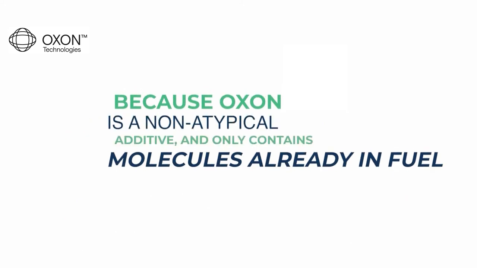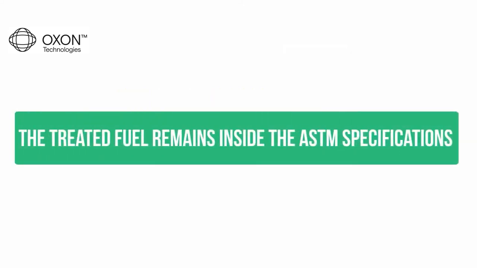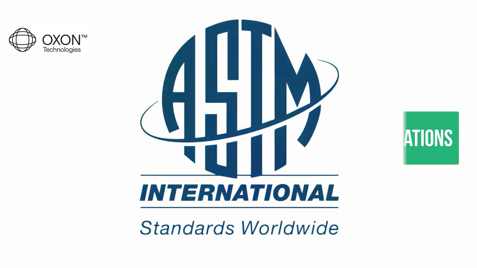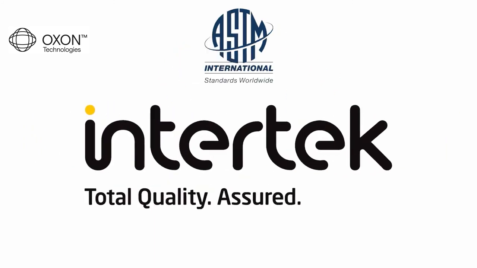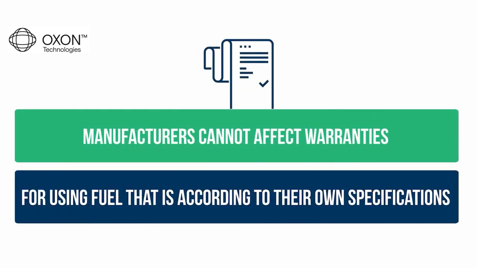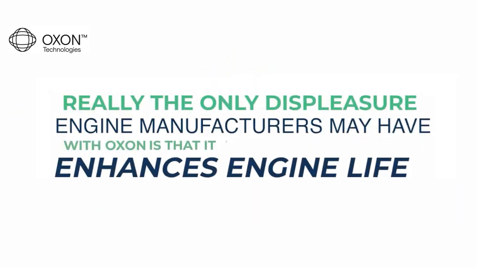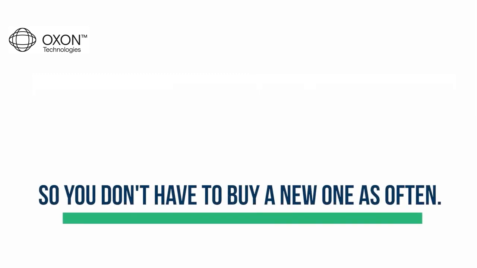Because Oxon is a non-atypical additive and only contains molecules already in fuel, the treated fuel remains inside the ASTM specifications and was verified as such by Intertech Laboratories. Engine manufacturers don't approve additives. They only care that the fuel remains in the ASTM specs, which Oxon does. Manufacturers cannot affect warranties for using fuel that is according to their own specifications. The only displeasure manufacturers may have with Oxon is that it enhances engine life, so you don't have to buy a new one as often.